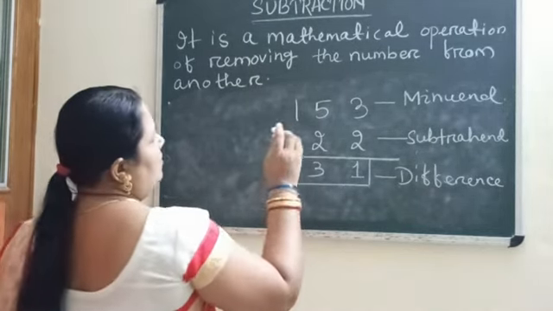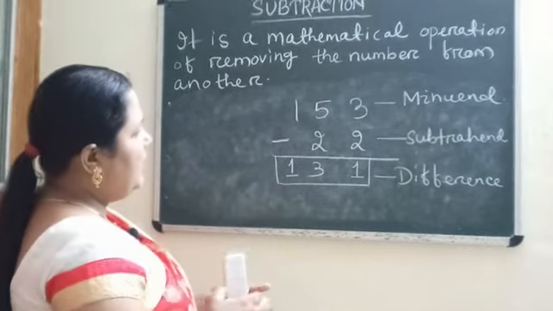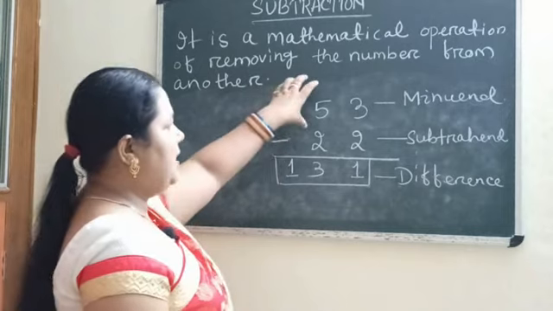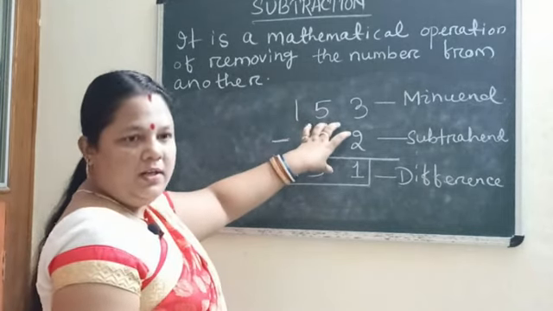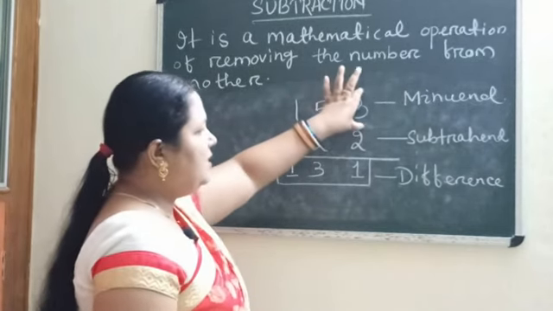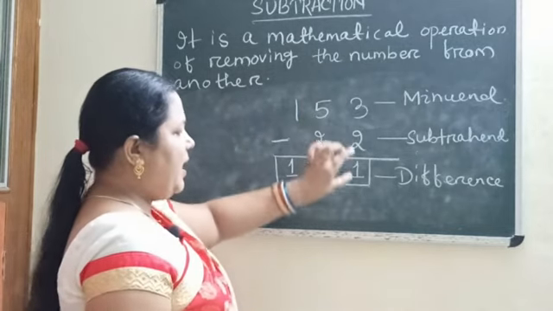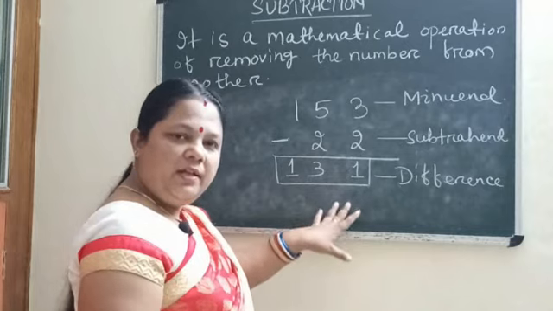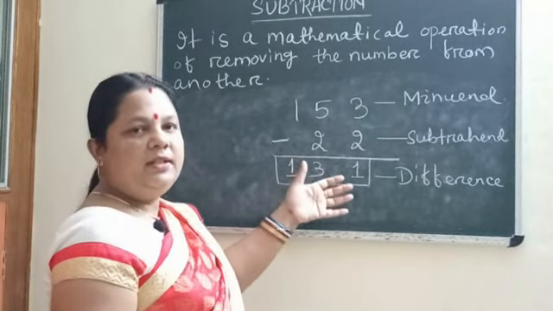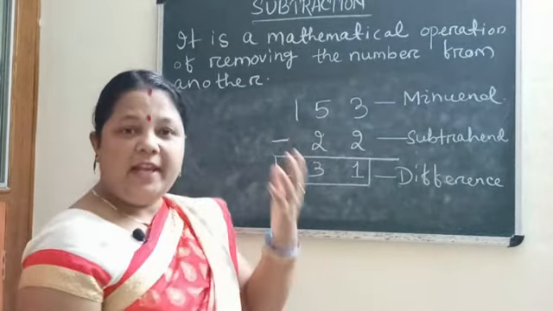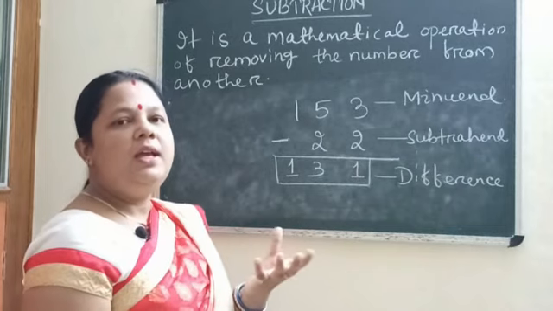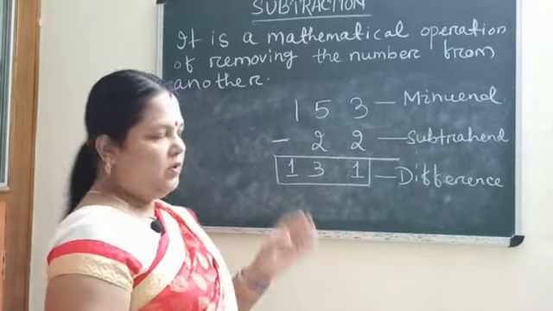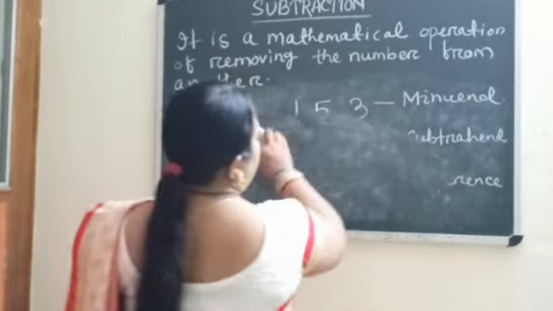That means we noticed two things. One thing is that in subtraction we always subtract the smaller number from the larger number. This is your minuend, this is your subtrahend, and this is your difference. Why are we using subtraction? To find out how much is left with you. How we calculate how much amount is left with you, we can find out in this process. Okay, let's take another example.